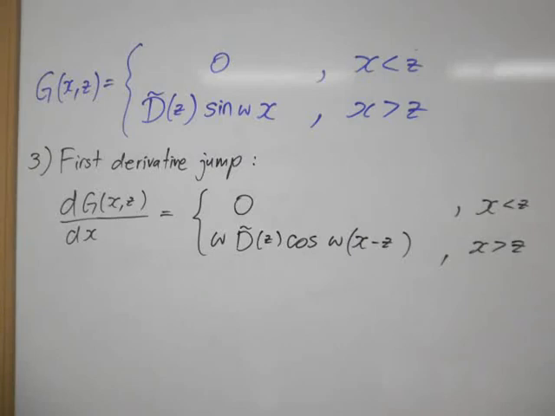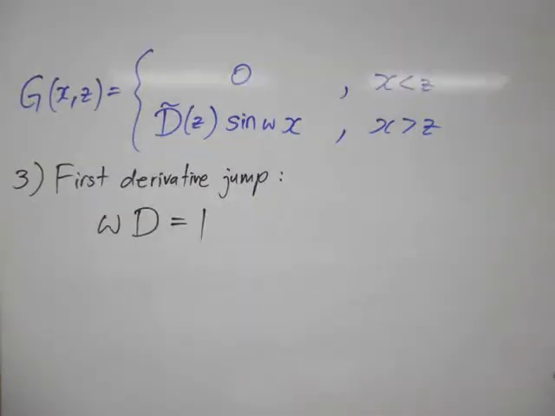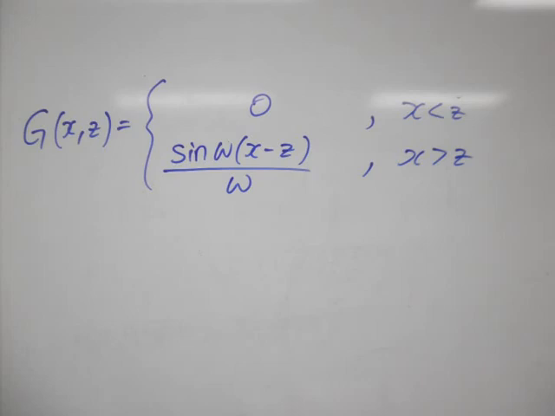We find d by the third condition: the first derivative jump at x equals z. Hence we take the derivative of g. It must jump by 1, so we conclude that d is equal to 1 over omega. With this result, we can substitute in for our final expression for the Green's function.